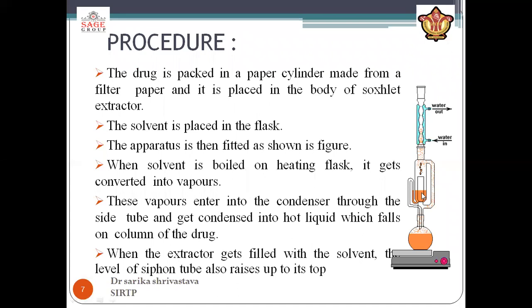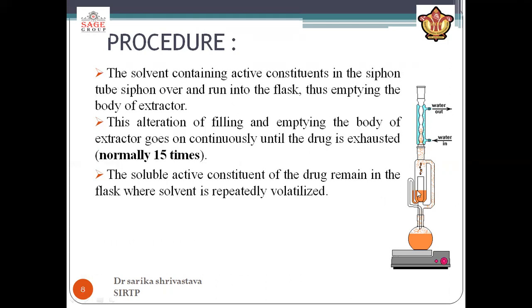When the extractor gets filled with the solvent, the level of the siphon tube, this is the siphon tube, the level of the solvent in the siphon tube also rises up to its top. The solvent containing the active constituent in the siphon tube siphons over, runs into the flask, and then empties the body of the extractor. This alternation of filling and emptying the body of the extractor goes on continuously until the drug is exhausted, normally 15 times. The soluble active constituent of the drug remains in the flask where the solvent is rapidly volatilized.